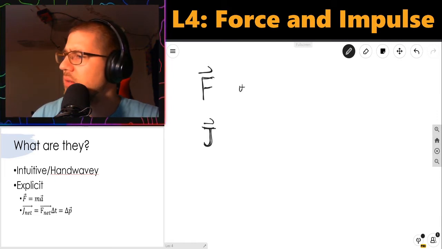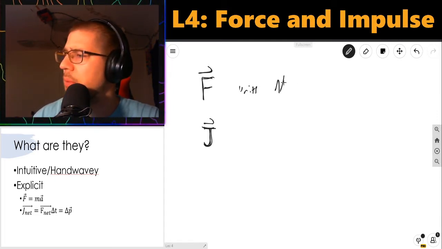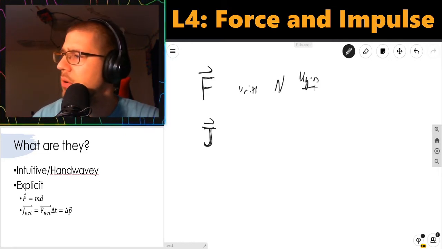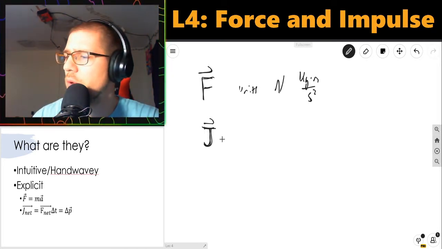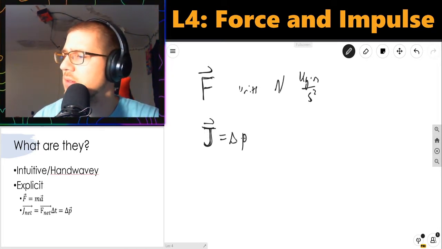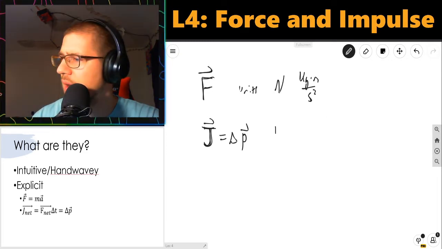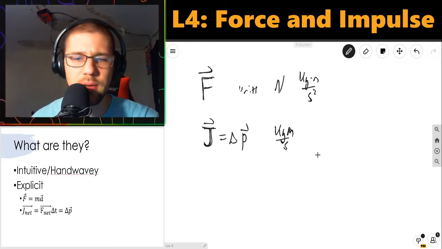Force has the units of newtons. 1 Newton, capital N, is the same as a kilogram times meter per second squared. And since impulse is just change in momentum, it also has the same units as momentum. So that's a kilogram times meter per second.